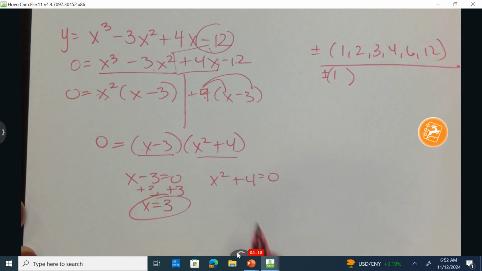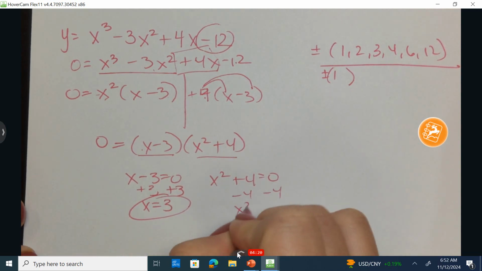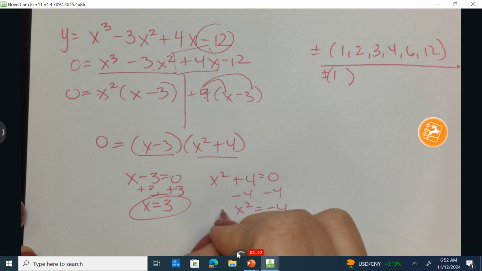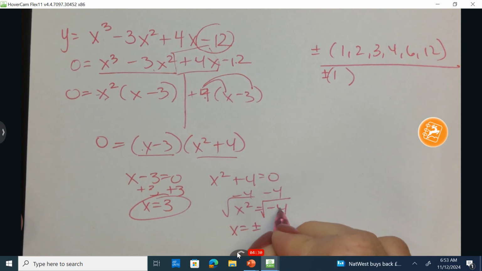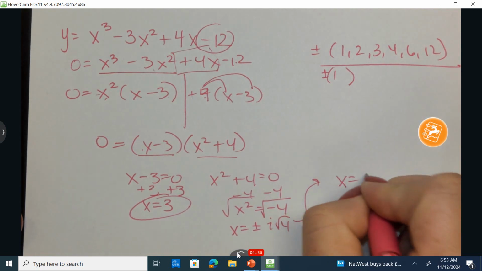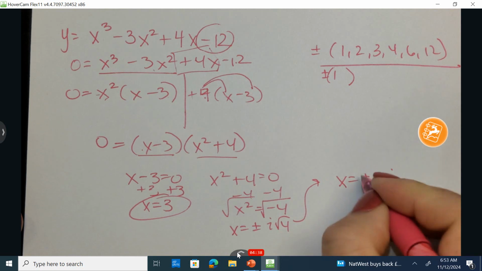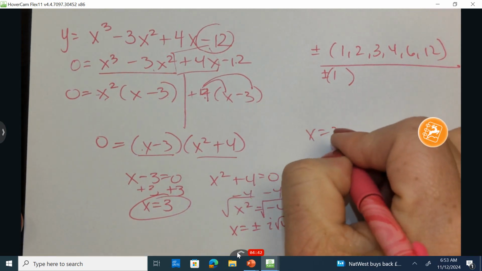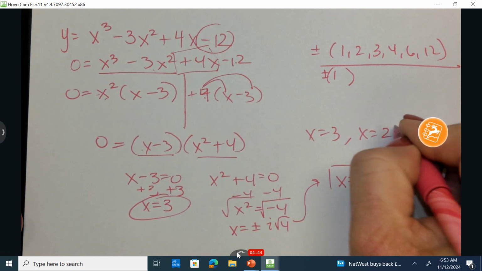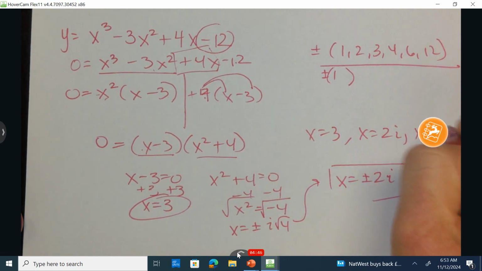One real solution is x equals 3. And going back to last week, here's where we applied this new concept of imaginary numbers or complex solutions. I'm going to have 2 answers, but I can't take the square root of a negative. So that negative comes up front and becomes an i. And the square root of 4 is 2, so x equals plus or minus 2i. So I have 3 solutions. 1 is real, and 2 are complex.